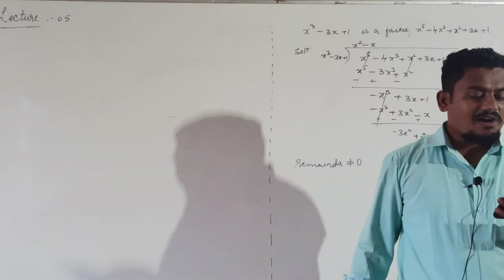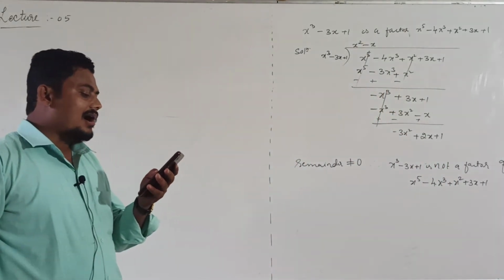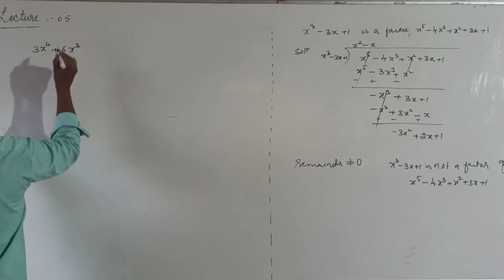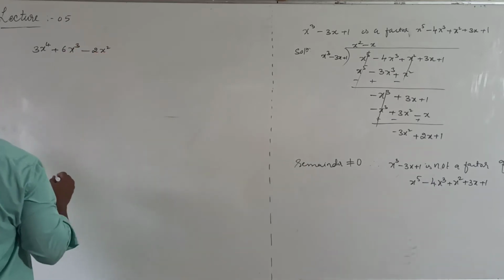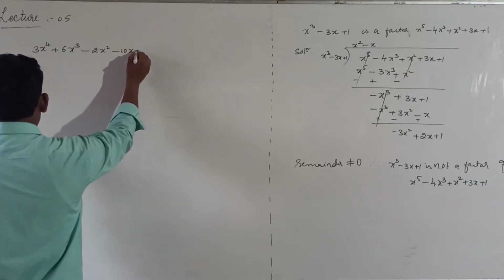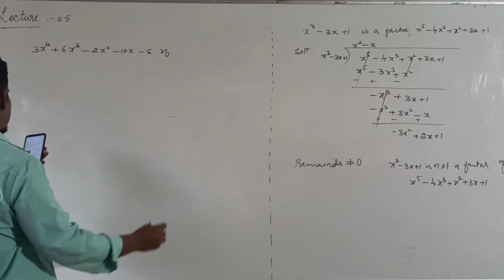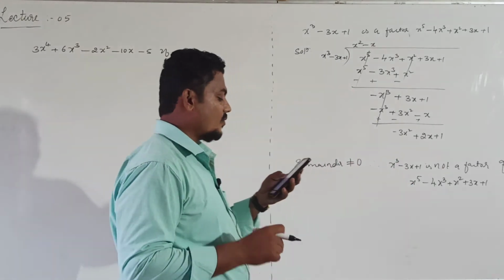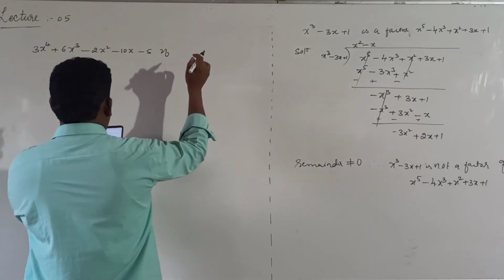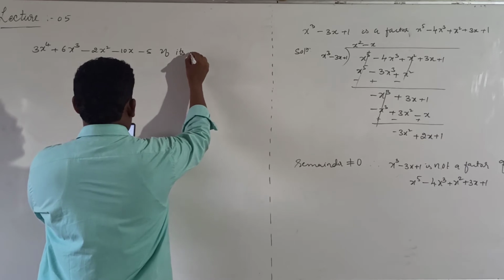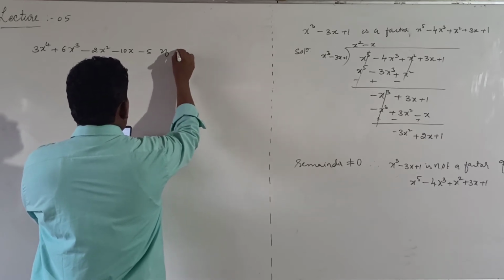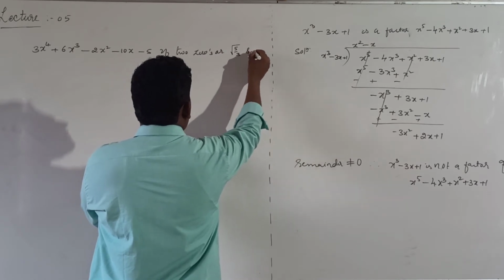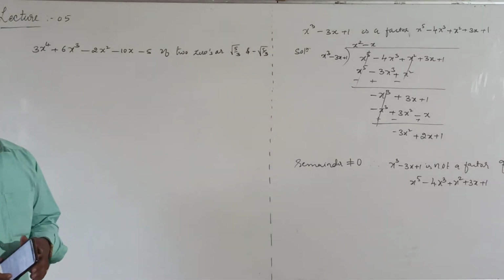Next question: obtain all zeros of 3x power 4 plus 6x cube minus 2x square minus 10x minus 5, if two zeros are square root of 5 by 3 and minus square root of 5 by 3. The first two zeros are given.